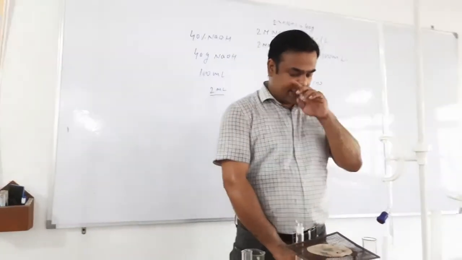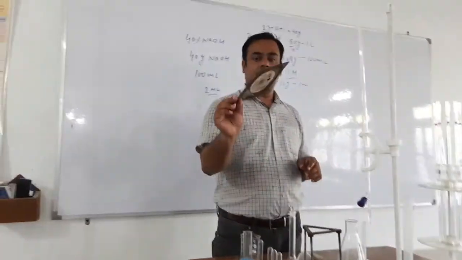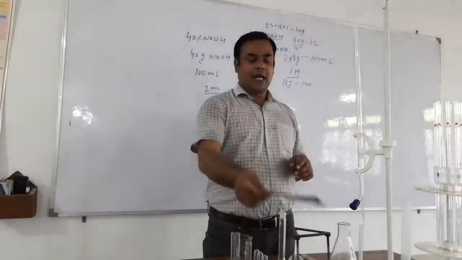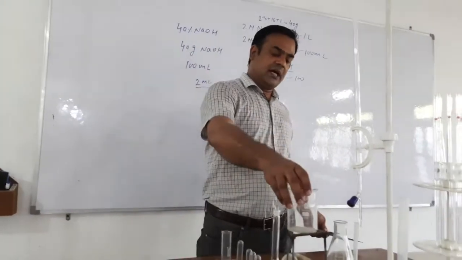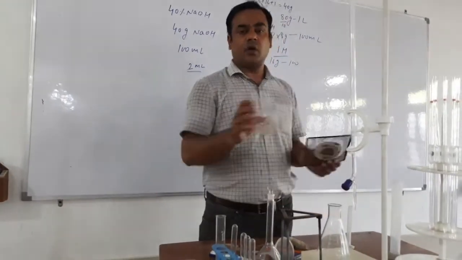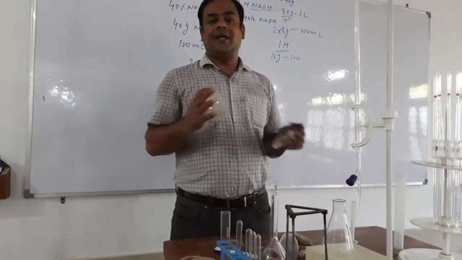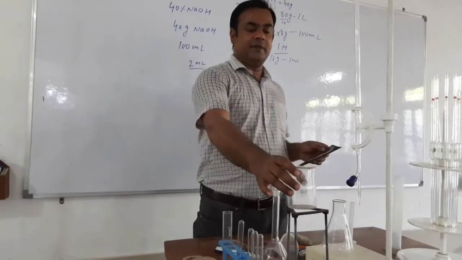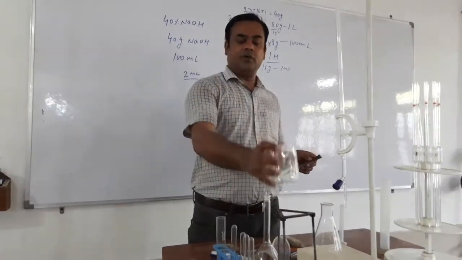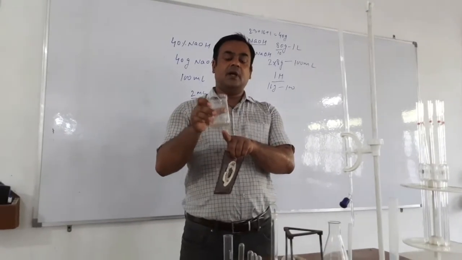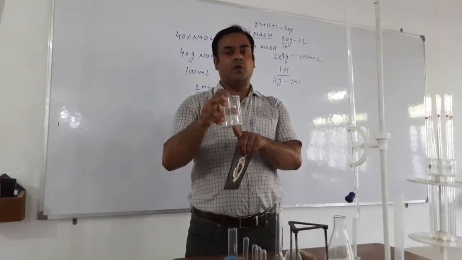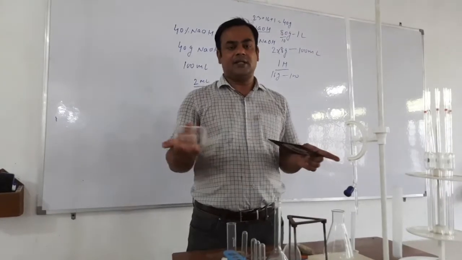The second important thing is this wire gauze. If we have to heat any solution, there are two ways. One is to put it directly over the flame, which is the wrong method. We should not heat anything directly over the flame, because then the downside temperature will be very high, the upside temperature will be low, and we will not get the desired result.